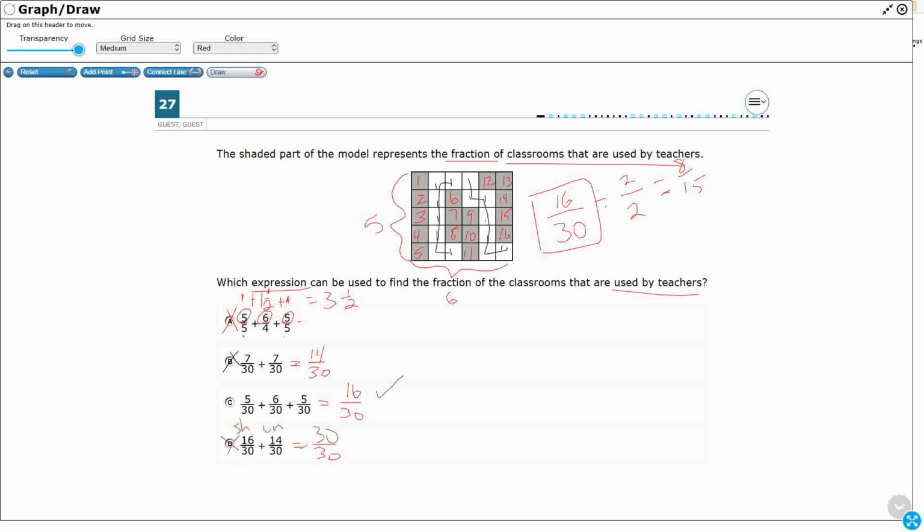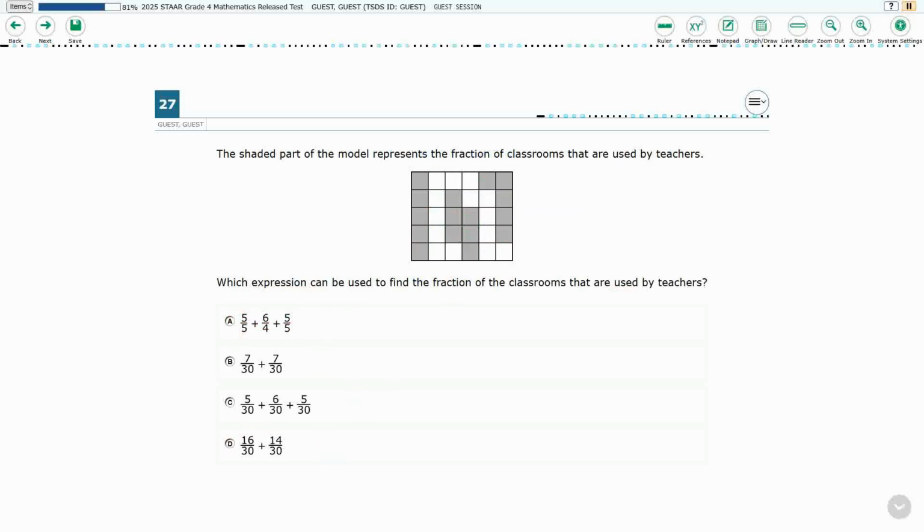It doesn't work. So really, this is what they did. They just took each of these chunks. This is 5/30ths. This is 6/30ths. This is 5/30ths. They added them separately. And there you go. You have your answer, C, 5/30ths plus 6/30ths plus 5/30ths. That equals your 16/30ths.